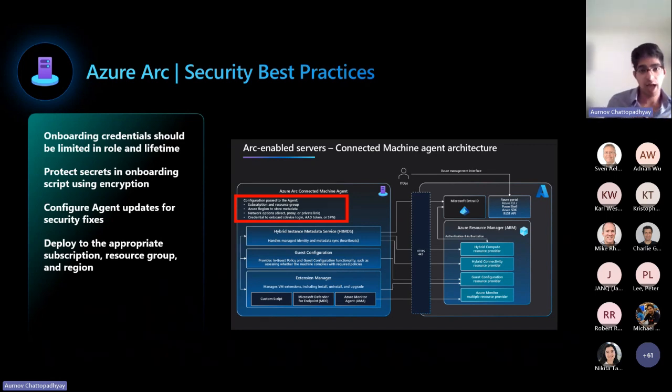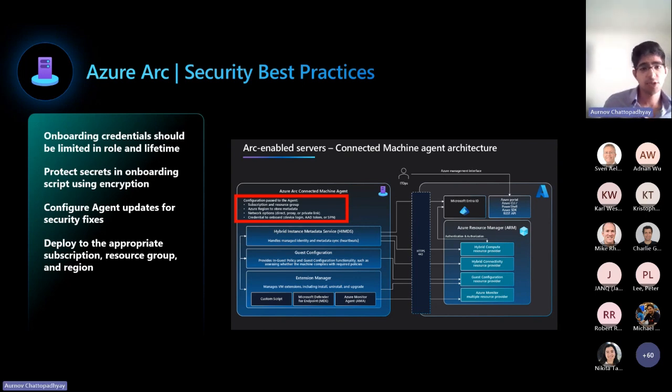The next piece we want to highlight here is protecting secrets in onboarding script with encryption. So for example, with our group policy, we actually have a default script that includes encryption of the service principal secret. So we highly recommend that when you're using your SPN secret, you're not having that in plain text for scale deployments, for example, using System Center Configuration Manager or Ansible as well.